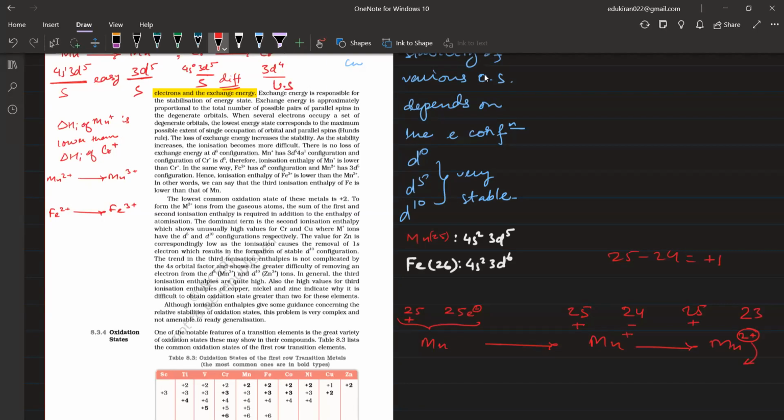that means how many electrons have we removed? We have removed 2 electrons. When we have +3 charge, then how many electrons have we removed? 3 electrons. Very good.